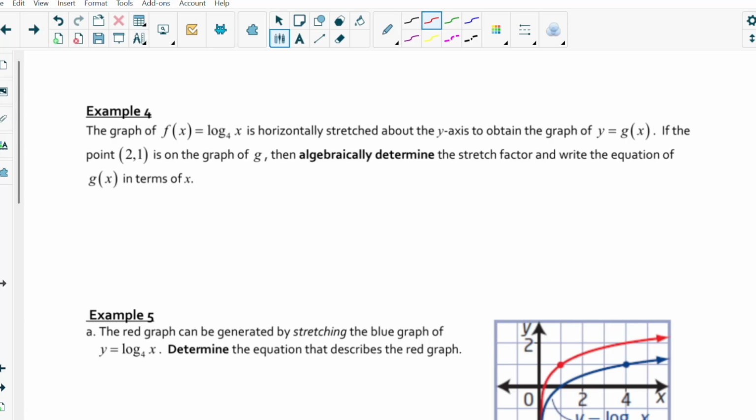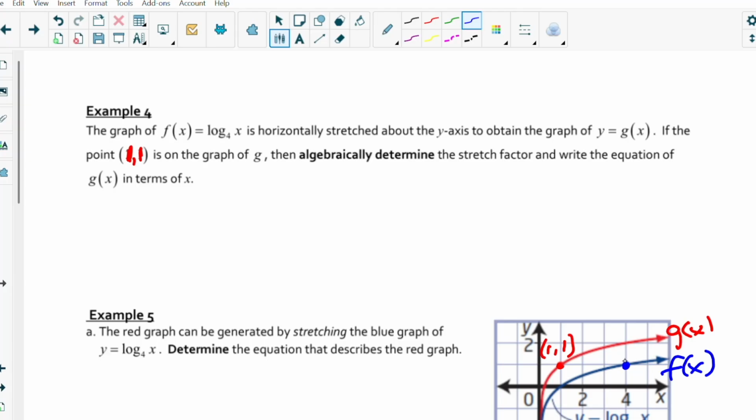Okay, howdy folks. We're going to continue here. Example 4. The graph of f of x equals log base 4 of x is horizontally stretched about the y-axis to obtain the graph of g of x. So here's g of x. Here is f of x. If the point 1, 1 right here is on the graph of g, then algebraically determine the stretch factor and then write the equation of g of x in terms of x.